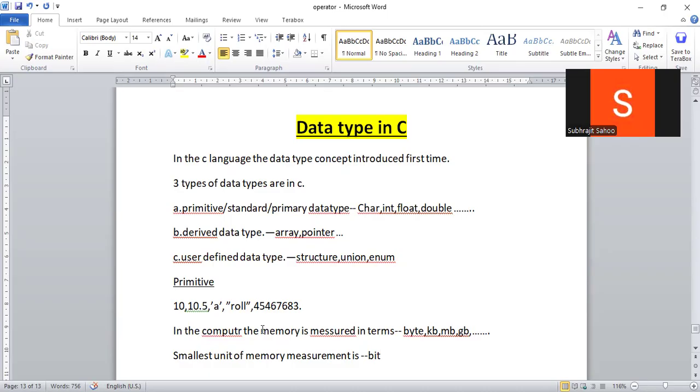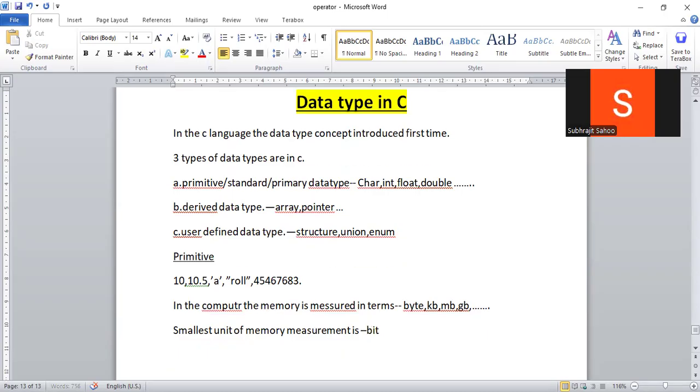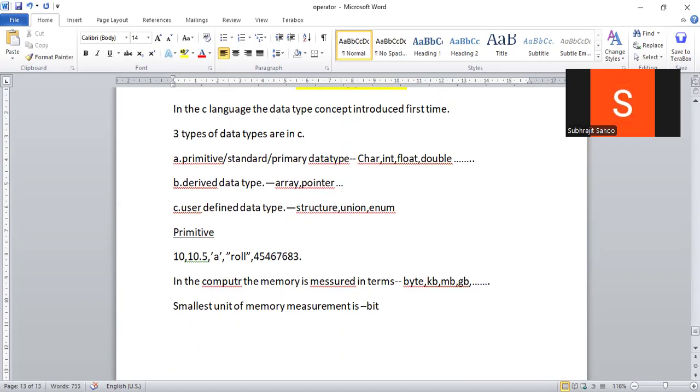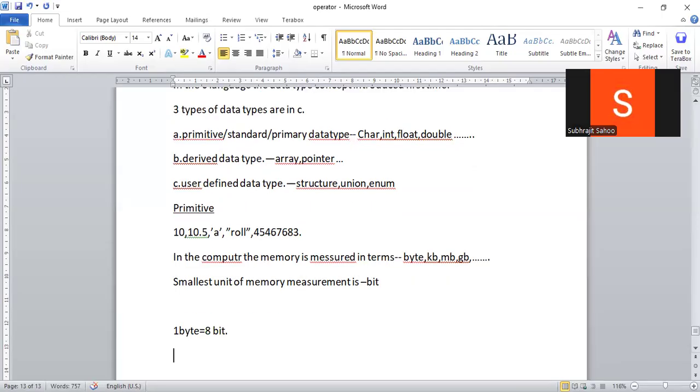There are some relations between byte, bit, and kilobyte. I will tell you that. One byte equal to 8 bit. Similarly, 1 kilobyte equal to how many bytes? 1024 bytes, equal to 1024 into 8 bit, right?